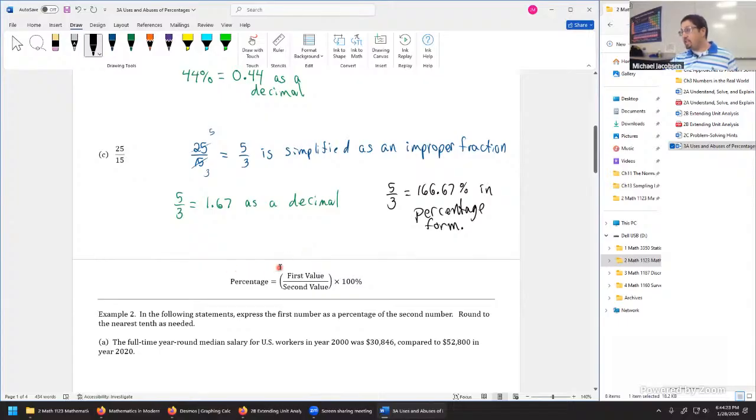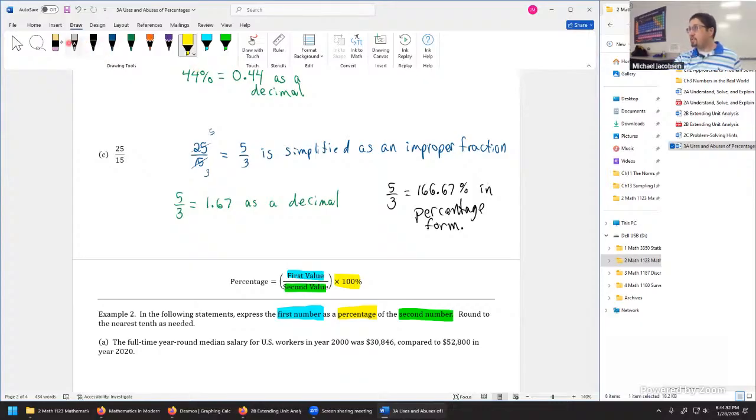We'll be using this formula right here for our percentage formula. And in example 2, it says, in the following statements, express whichever first number is given as a percentage of the second number. So we'll put that first value there. We'll express it as a percentage of the second number, so we'll throw that into the denominator. And because we're writing it as a percentage, we're going to still use that strategy, just go times 100 to get that value out. You know, I have some regret on how I wrote that out.